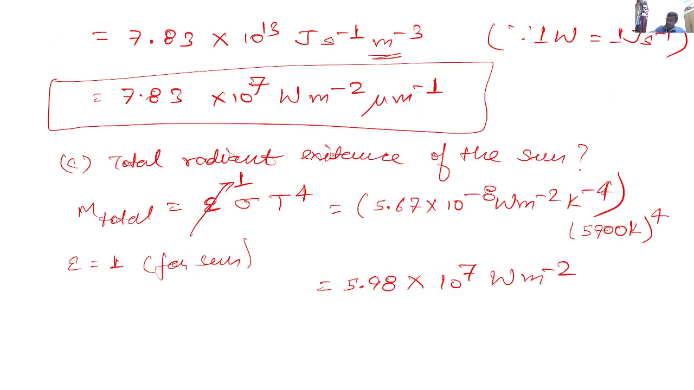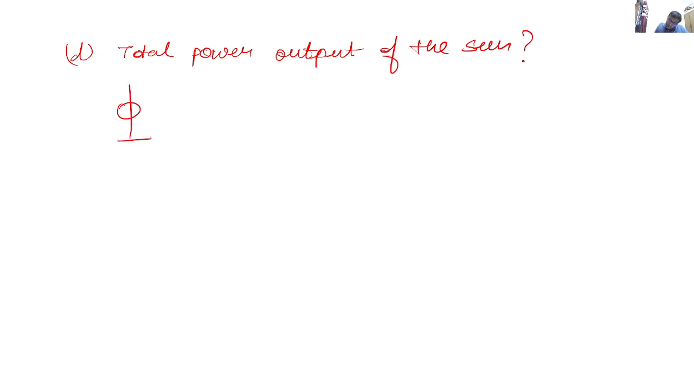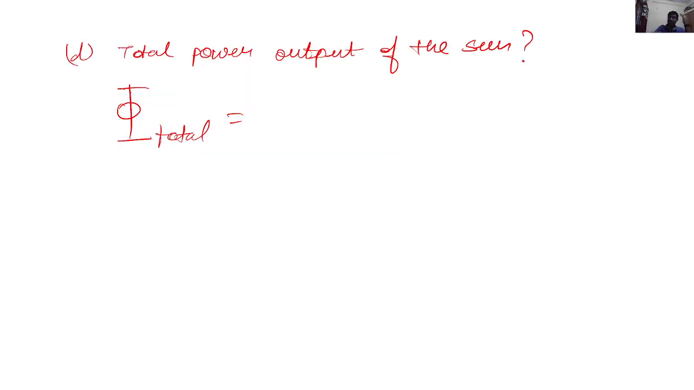Let's do it here. Another slide I would require. Total power output of the sun. What is that exactly? So total power. So far we got answers in watts per meter square. You just need to multiply it with the surface area. It's as simple as that. So it is M total, which we found out from the previous question, times the A of the sun, the surface area of the sun.